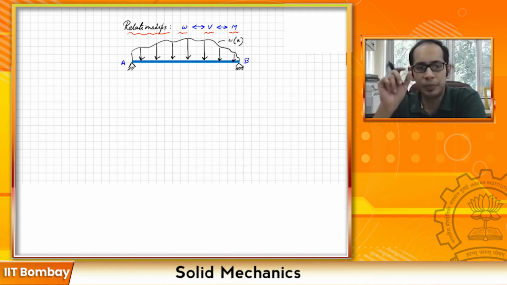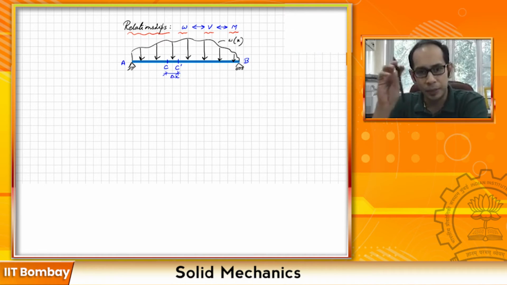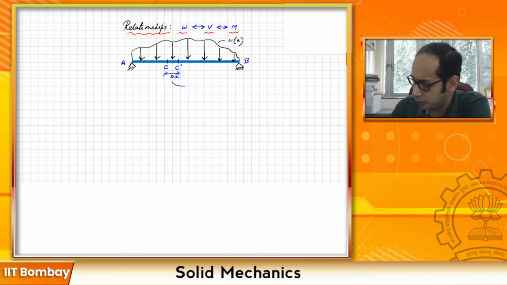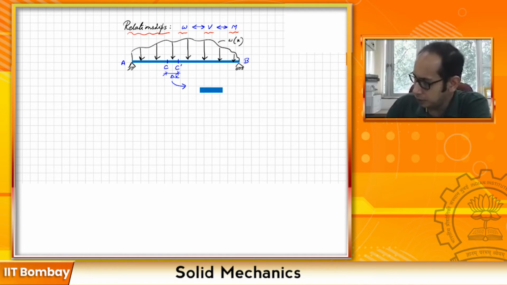Now for this beam, if I separate a small chunk of length delta x, let me call a point over here C, and maybe another line over here which is C prime. And let's say that this distance from C to C prime is delta x. Now if I separate out the chunk, we essentially get a small chunk of the beam. So here, again, the length is delta x.